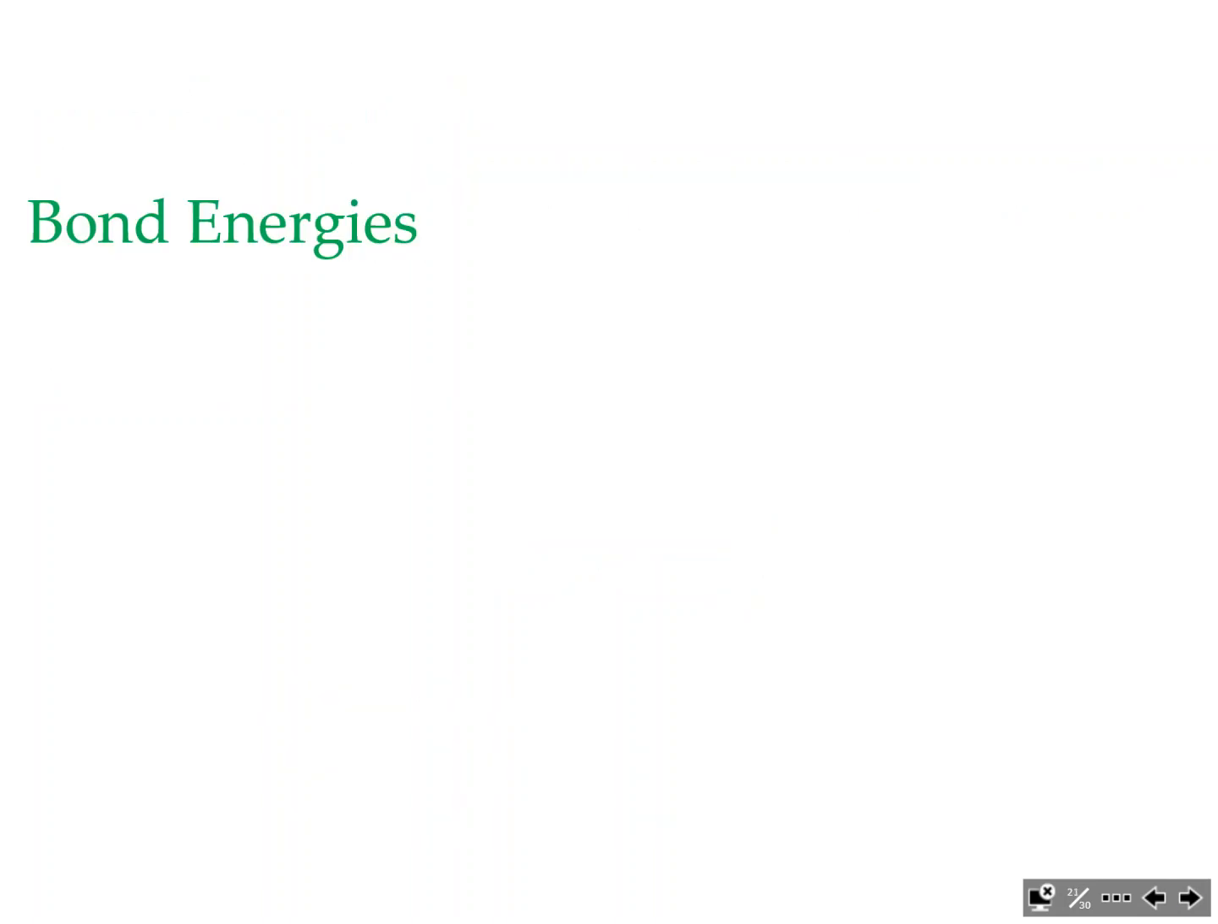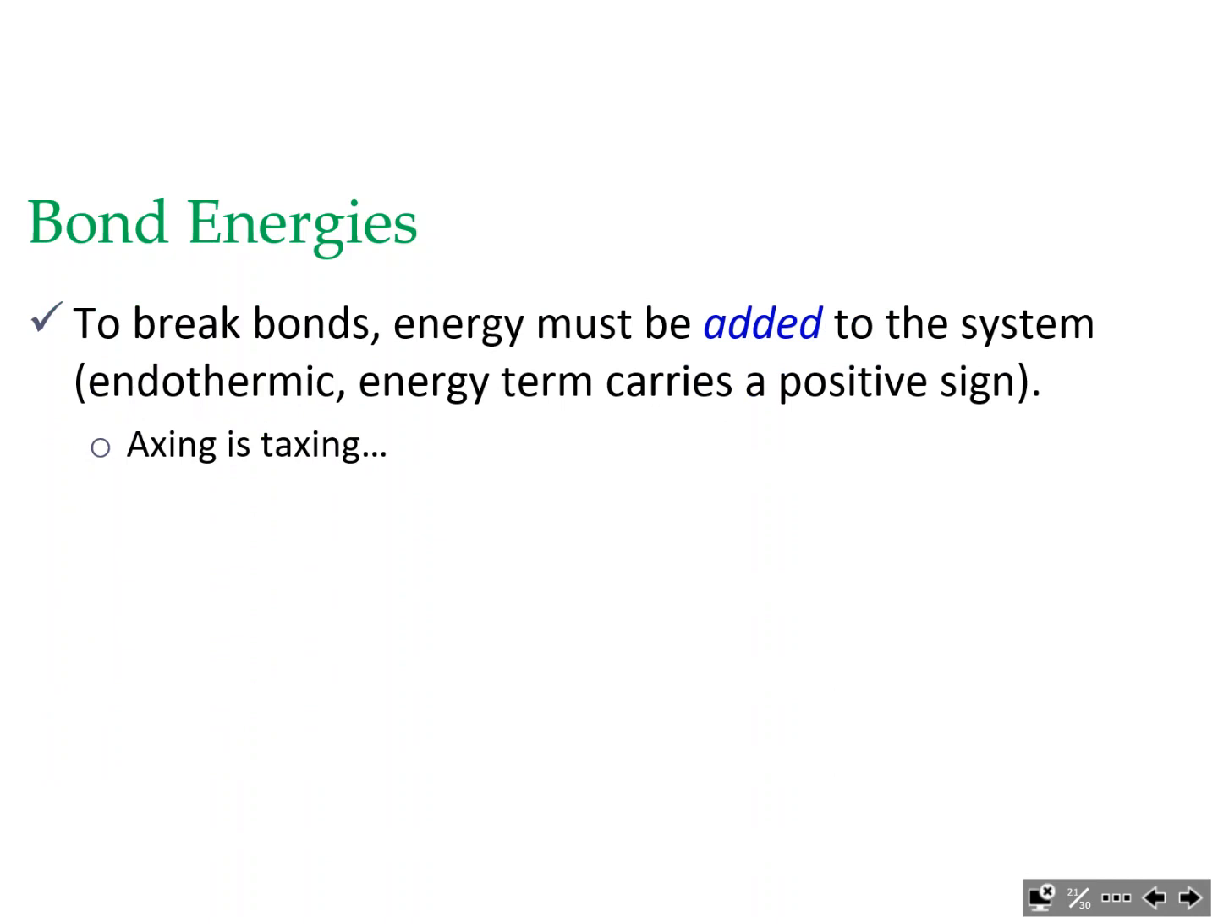All right, bond energies. Before we get into looking at true lattice here, to break bonds, energy must be added to the system. It's endothermic. The energy term carries a positive sign. And how we try to remember this is we say axing is taxing. If you have to break it, which is like chopping it with an axe, breaking it takes energy.